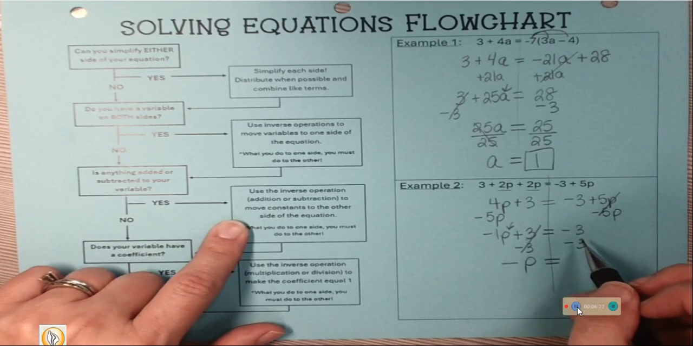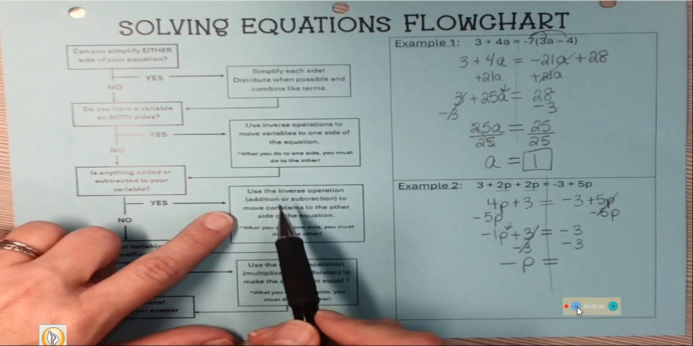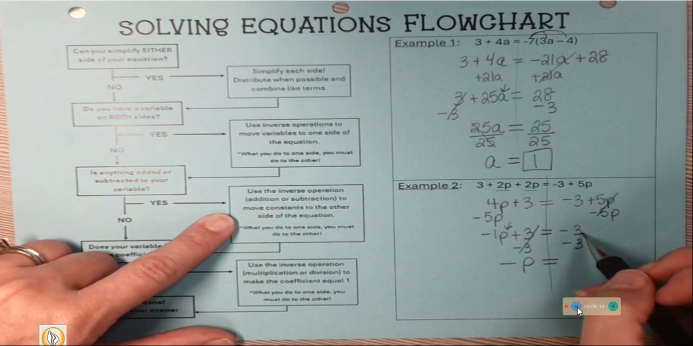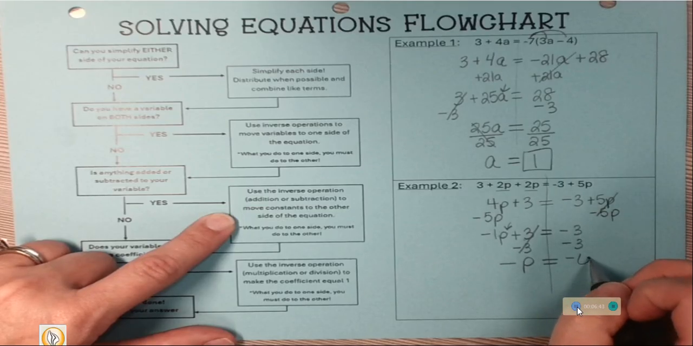Don't just assume these cancel, okay? All right, so we just used the inverse operation of subtraction. What is a negative 3 minus 3 more? They don't cancel because they're not opposite. Good, that's a negative 6.